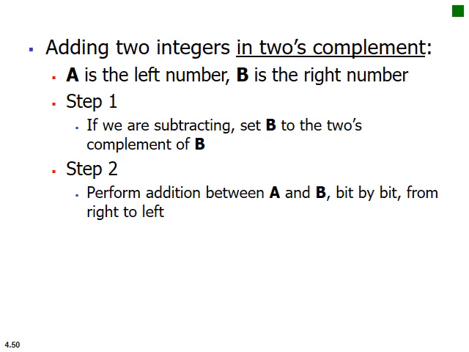Yes, just another way of stating it in words. So adding 2 integers in 2's complement. So A is the left number, B is the right number. So you add the right number to the left number, or vice versa. So step 1, if we are subtracting, then first set B to the 2's complement of B. Right? And then we do normal addition between A and B, bit by bit, from right to left, as in the examples I've shown you.